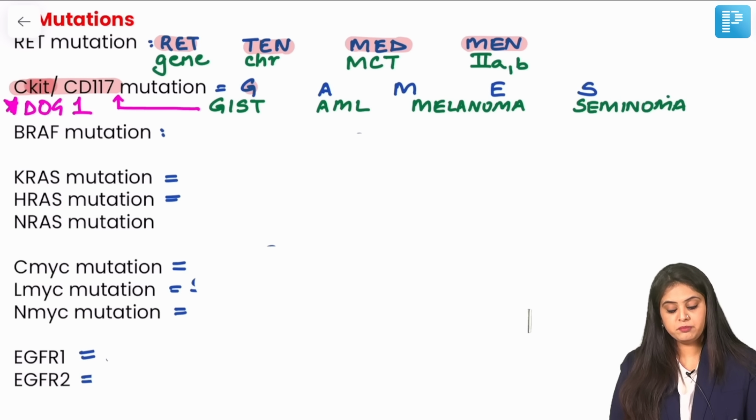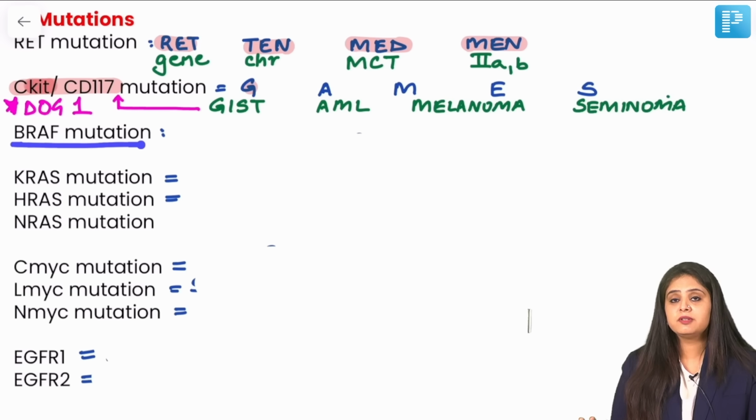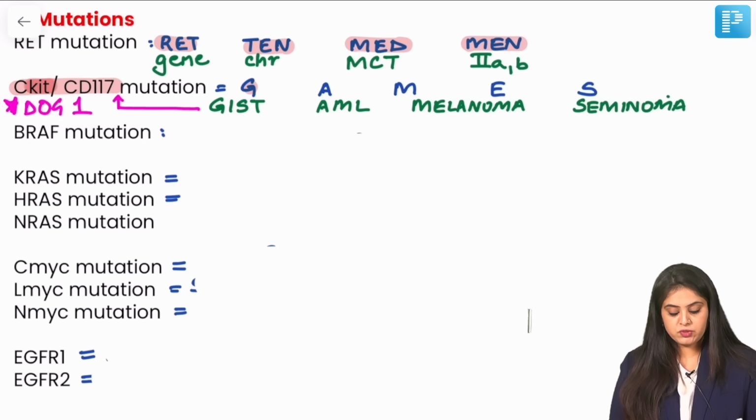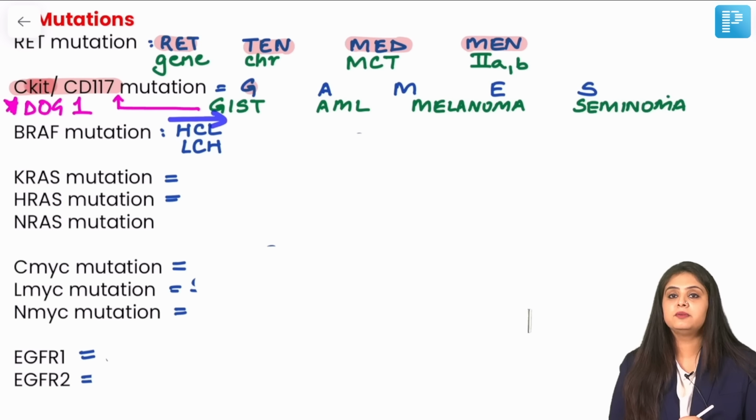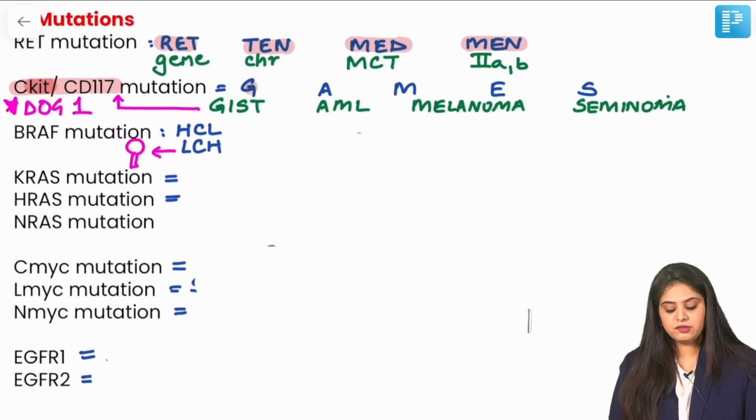Moving on to the next, BRAF mutation, something again pretty expected in the exam. BRAF mutation is seen in HCL and LCH. What do I mean by that? Left to right, hairy cell leukemia, and right to left, Langerhans cell histiocytosis. What do you know about it? Langerhans cell histiocytosis shows you the classical tennis racket appearance, and it is also positive for a CD marker, that is CD1A.